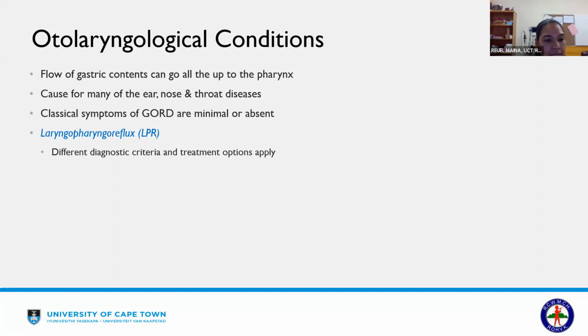LPR has different diagnostic criteria, although the treatment options are still similar to those of gastroesophageal reflux disease. There are four barriers to preventing reflux onto the larynx: the lower esophageal sphincter, the upper esophageal sphincter, esophageal peristalsis, and epithelial resistance factors. Dysfunction in any of these will lead to symptoms of LPR.